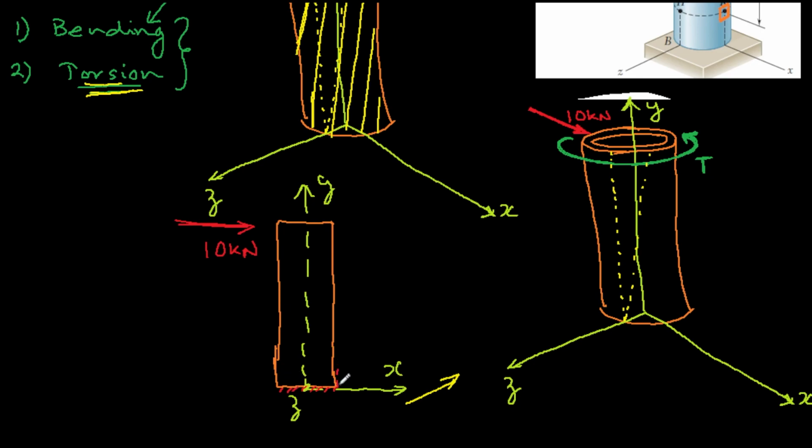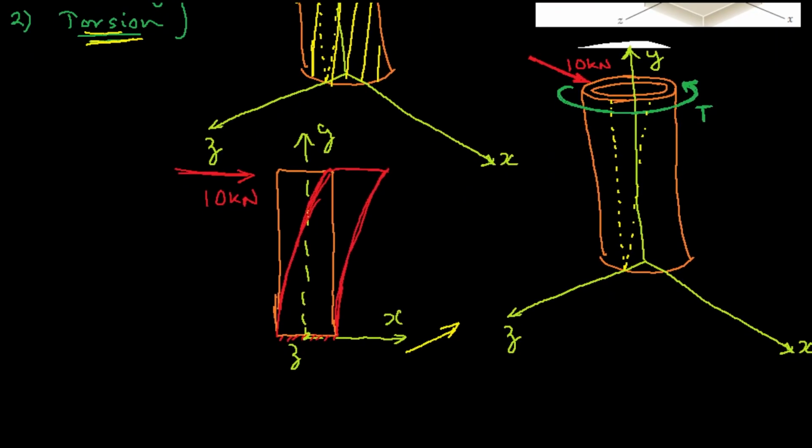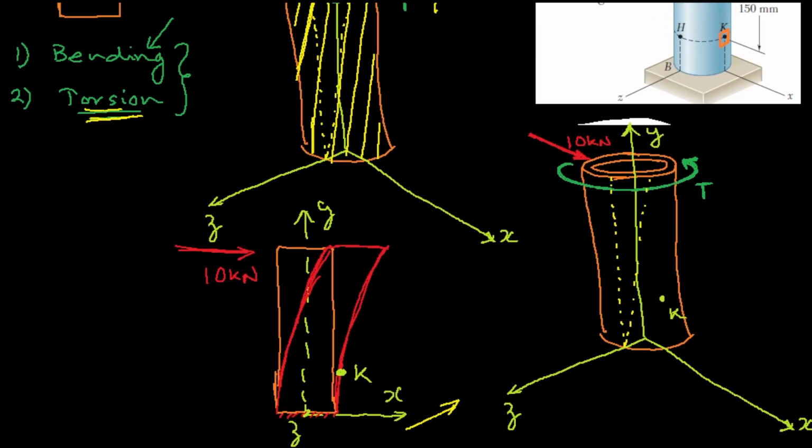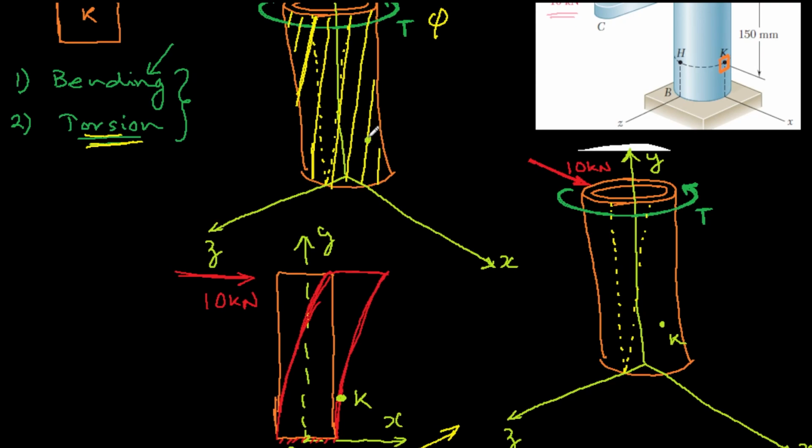Now how will the bending happen? Something like this maybe, right? This kind of thing will bend. And we are talking about the point K here. So in this diagram the point K will be somewhere here, and in this diagram the point is somewhere here.